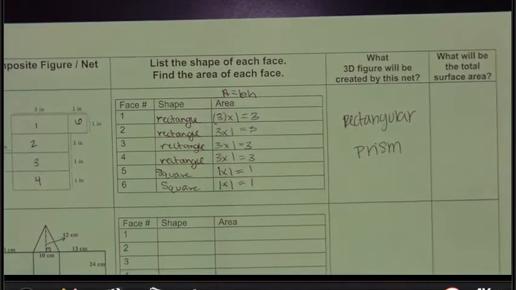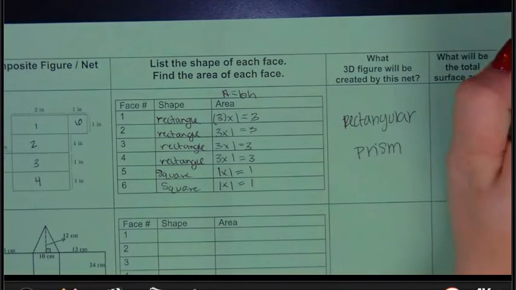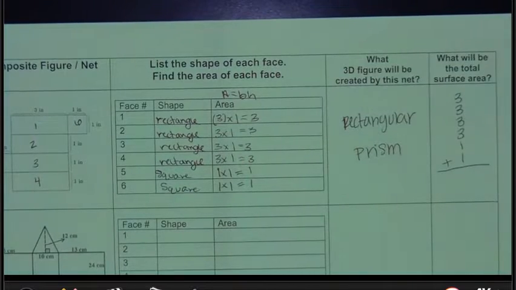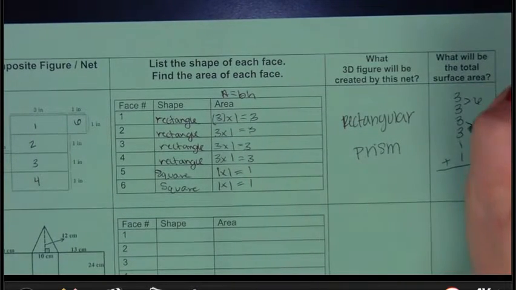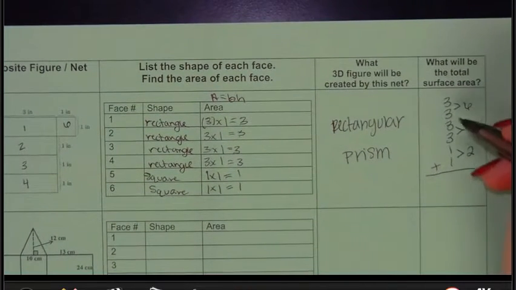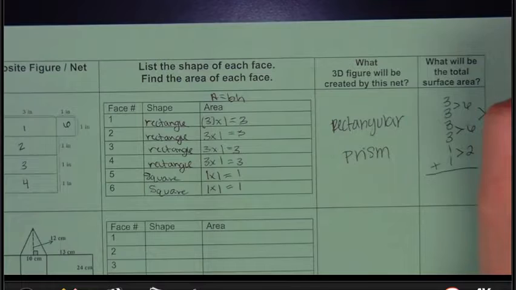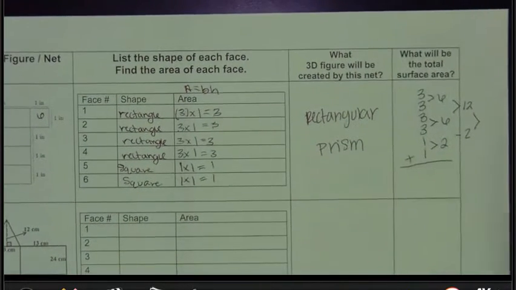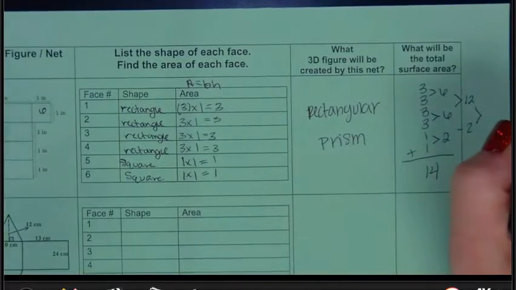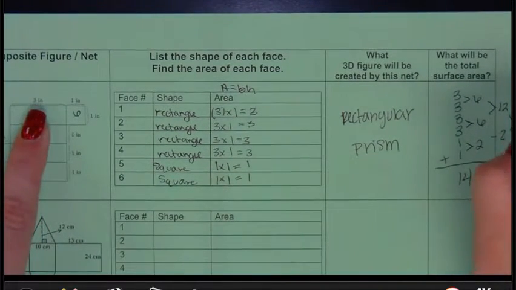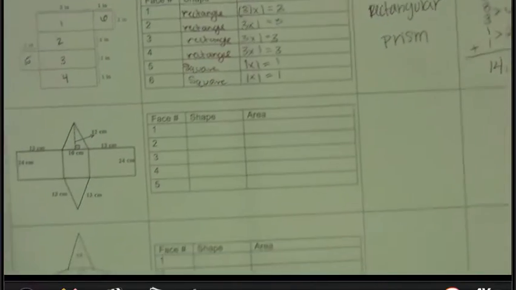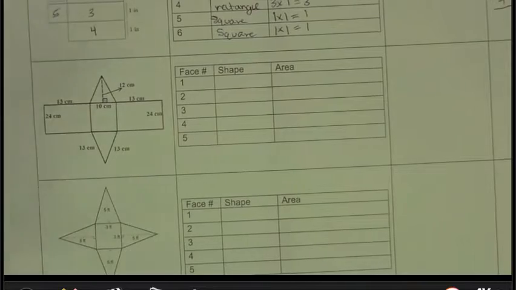All right, now we got to find the total surface area. So I'm going to have 3, 3, 3, 3, 1, and 1. And I'm going to add all these up together. Well, I know that 3 plus 3 is 6. Another 3 plus 3 is 6. 1 plus 1 is 2. Okay, now I'll combine things. 6 plus 6 is what? Okay, that's 12. And then I have 2. And then 12 plus 2 is 14. So it is 14 what? What are my units? Inches squared. 14 inches squared. All right, let's move on to the next one.